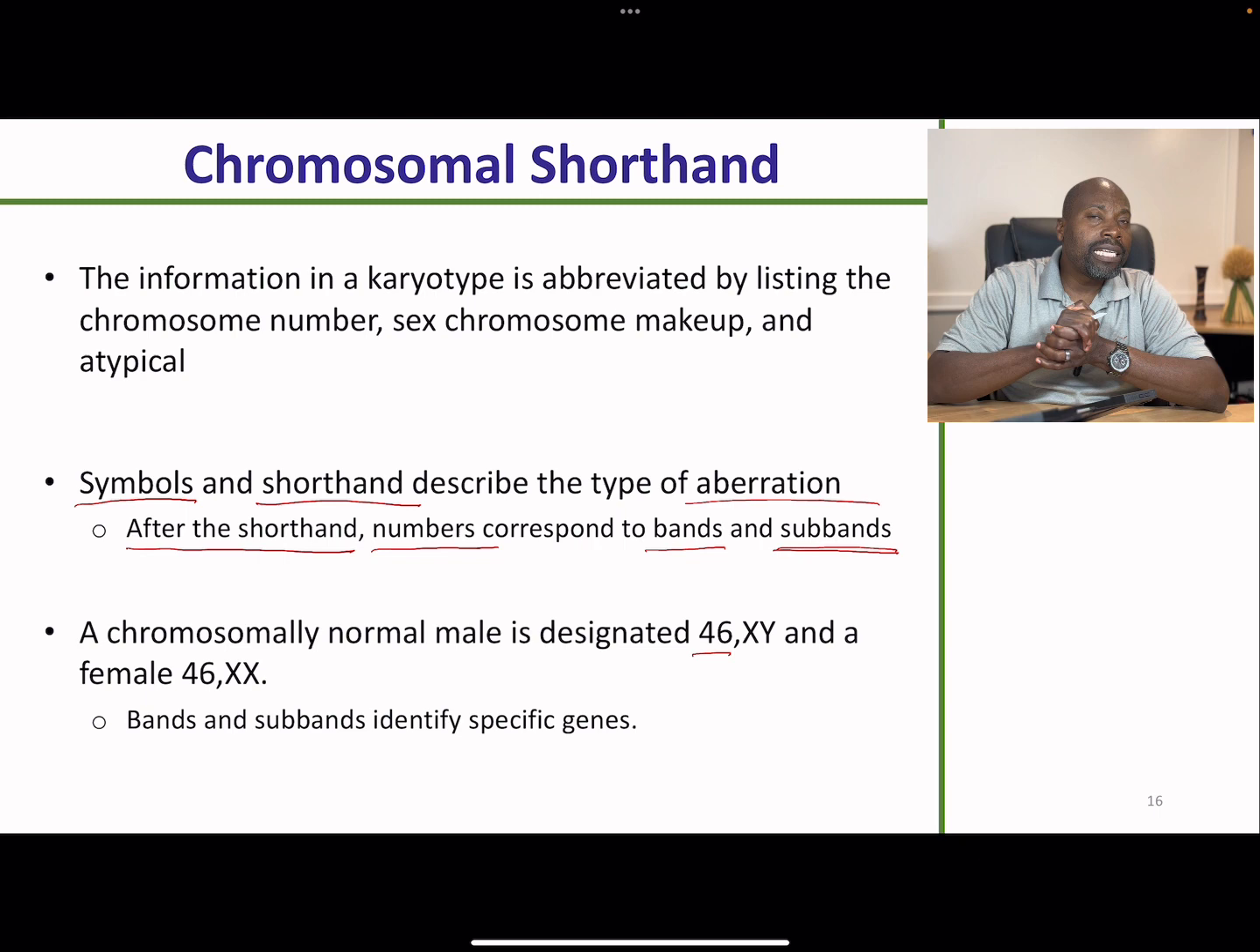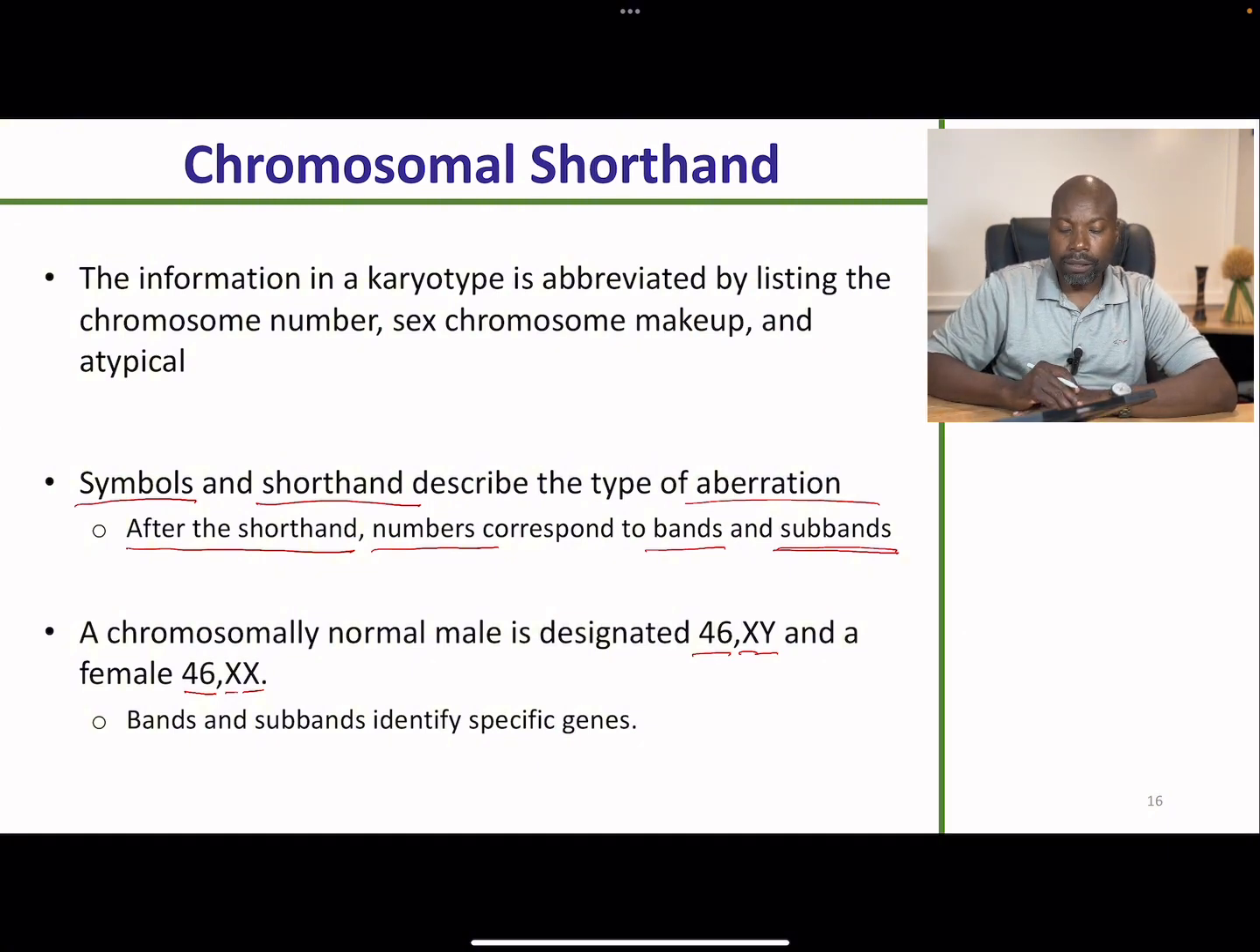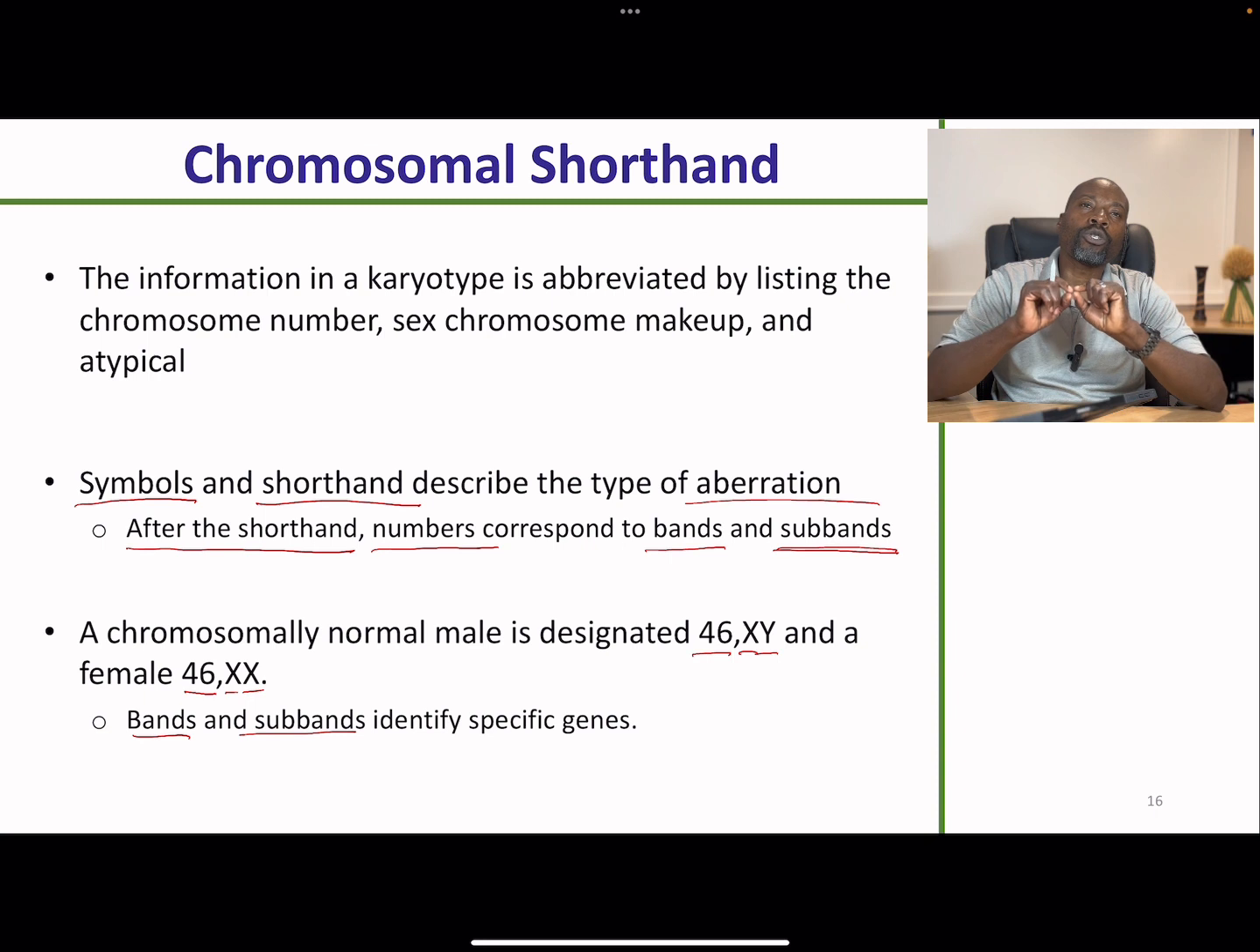Well, if the individual is male, it's going to be 46XY. If the individual is female, it's going to be 46XX. That's how we know that the individual is a female, right? And that they have the normal amount of chromosomes. So there is no trisomy in that particular instance, right? So the bands and subbands are going to allow us to go to the gene, right?